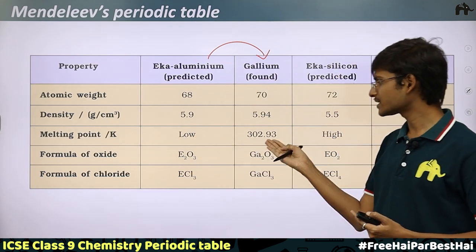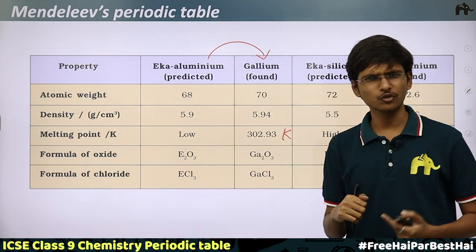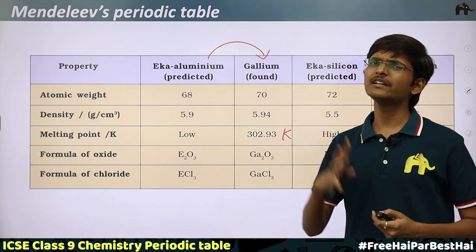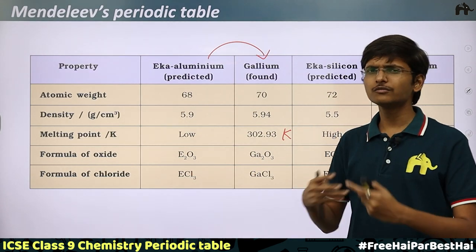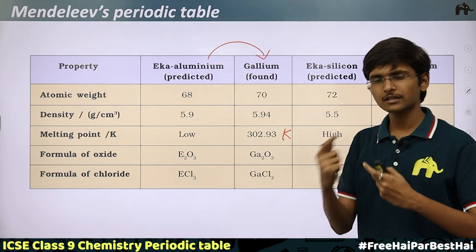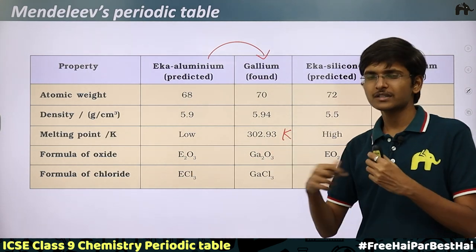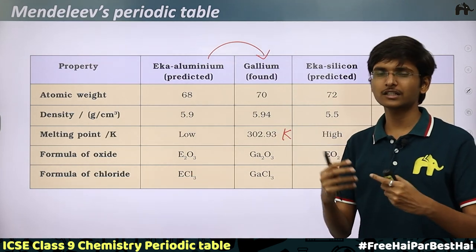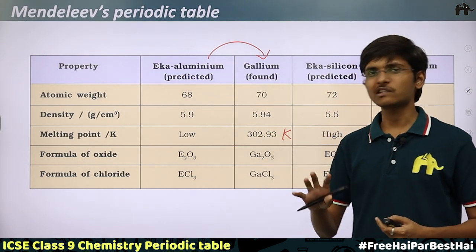Melting point low, it's like 302.93. Here it's Kelvin. So this means that it's roughly not more than 30 degrees Celsius, lesser than 30 degrees Celsius. You would definitely study how to convert temperatures from Kelvin to degrees Celsius. I have just explained it here for simplicity. It's roughly around 29 degrees Celsius or something like that.